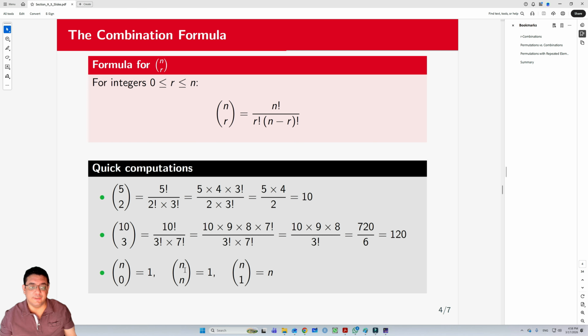Some normal formulas that you can remember: if you do n choose 0, that's going to be 1. n choose n is going to be 1. And n choose 1, that's going to be n. You can confirm that these formulas are actually true just by applying the definition of the formula.